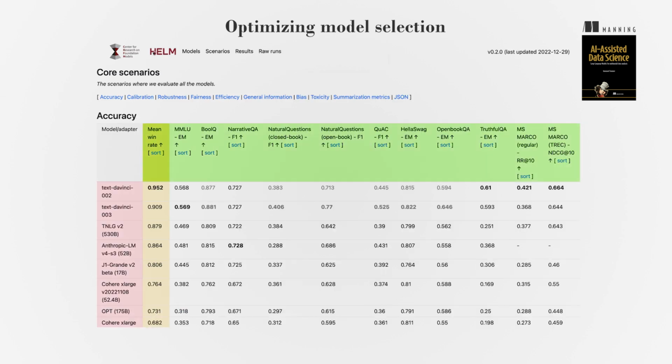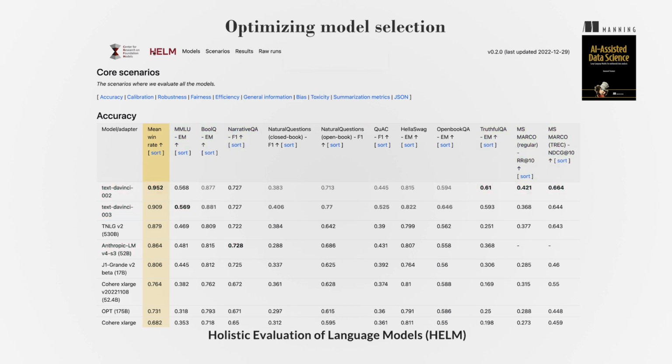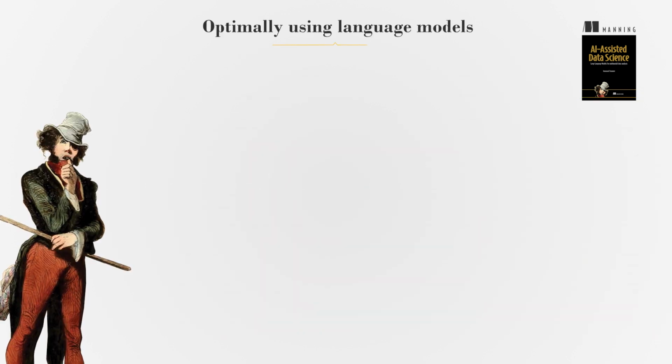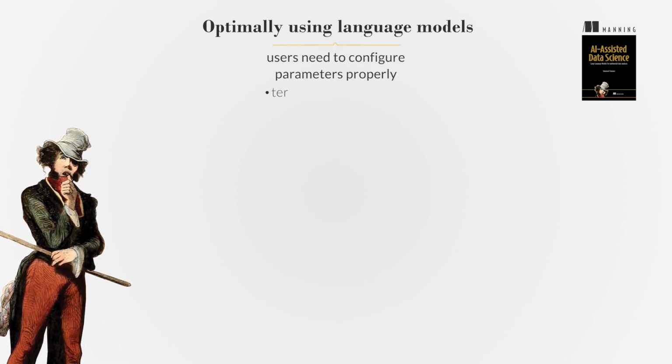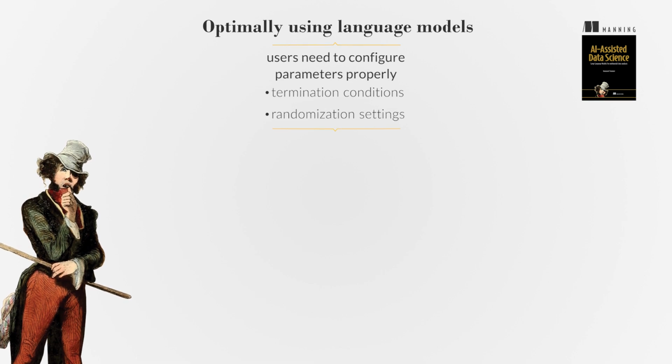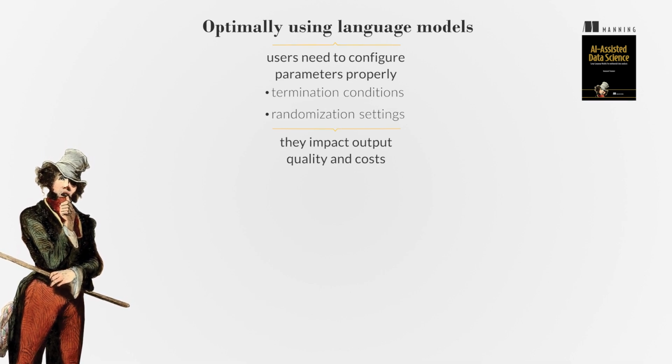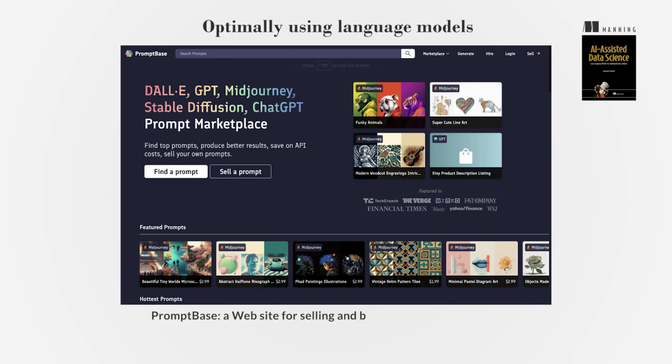Choosing the right model and provider is essential for efficient data analysis. Different models have varying sizes and specialties, such as text analysis or code generation. Benchmarks like Helm help users evaluate different providers' models based on various metrics. To achieve the best results, users need to configure language models properly. Parameters like termination conditions and randomization settings impact output quality and costs. Additionally, crafting effective prompt templates is crucial, and there are platforms like PromptBase for buying and selling templates.